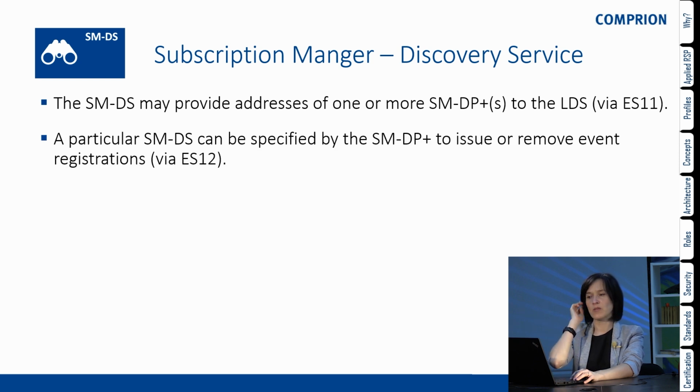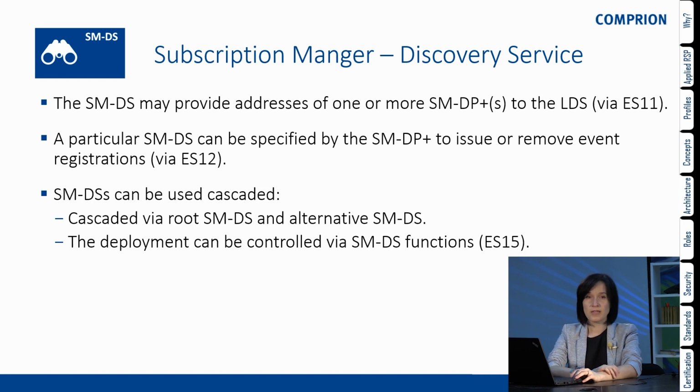A particular SMDS can be specified by the SMDP plus to issue or remove event registrations. So the SMDS communicates using these specific events. Events meaning in terms of event of the profile download. And this kind of event is registered. As I mentioned, there can be 2 types of the SMDS, the root SMDS and alternative SMDS. And therefore the communication can be cascaded via root SMDS and alternative SMDS.